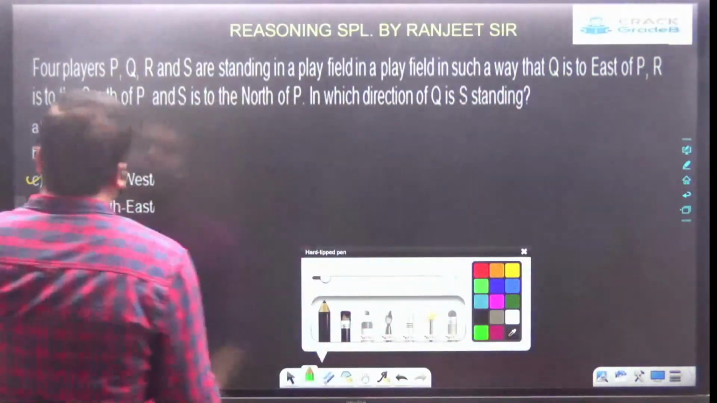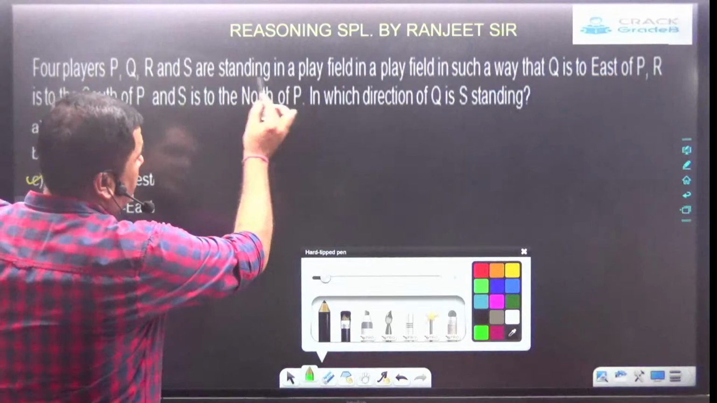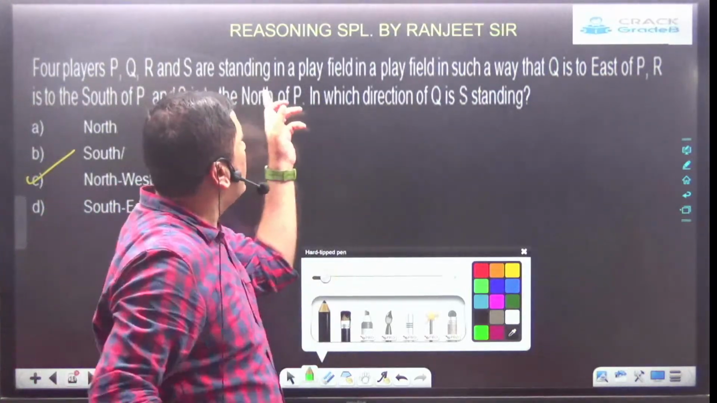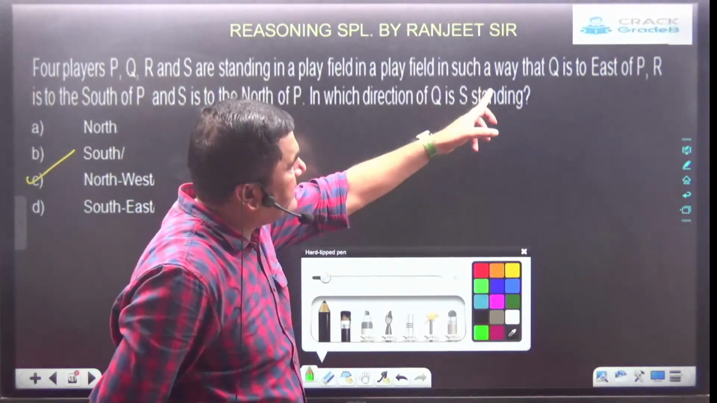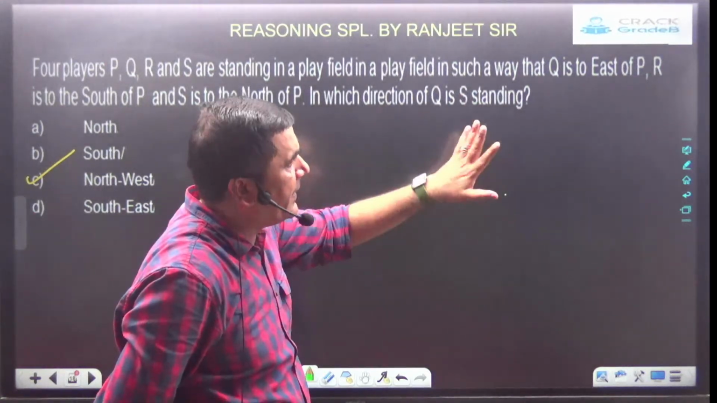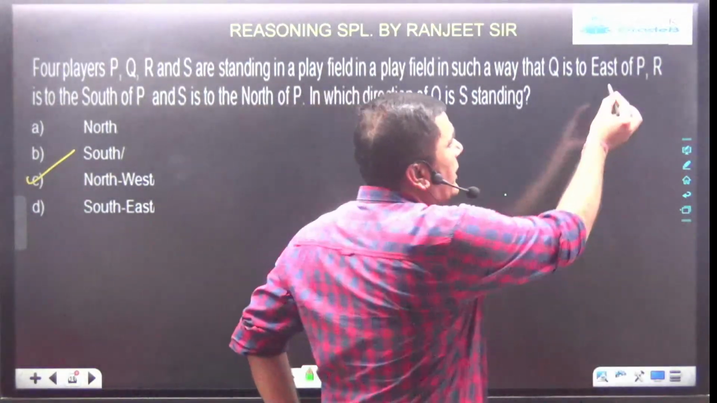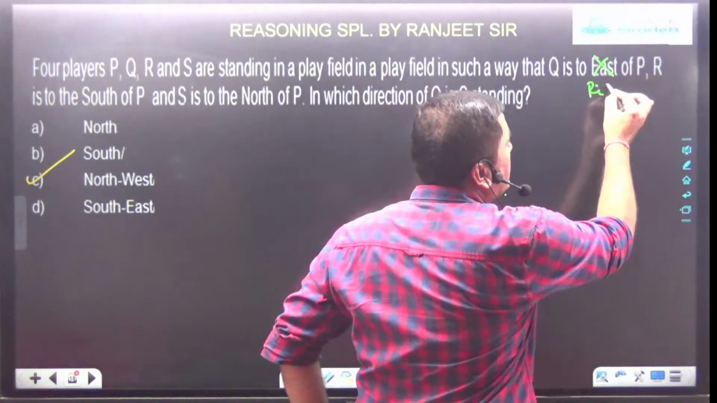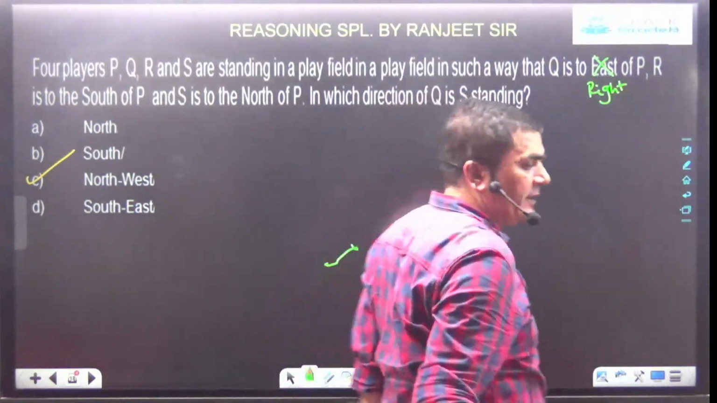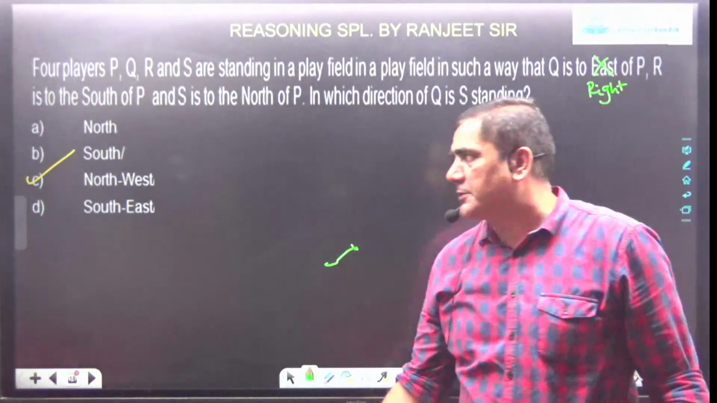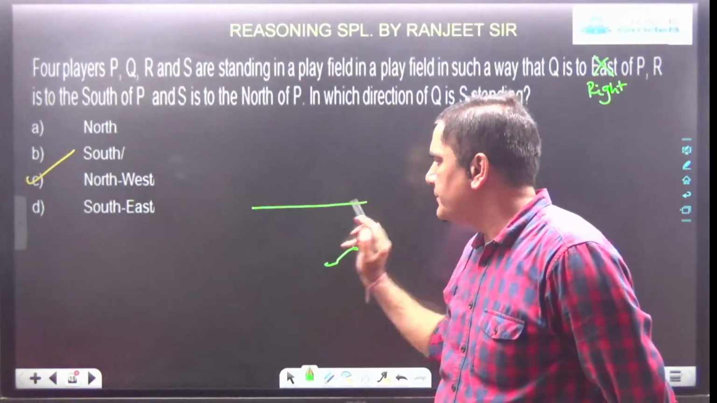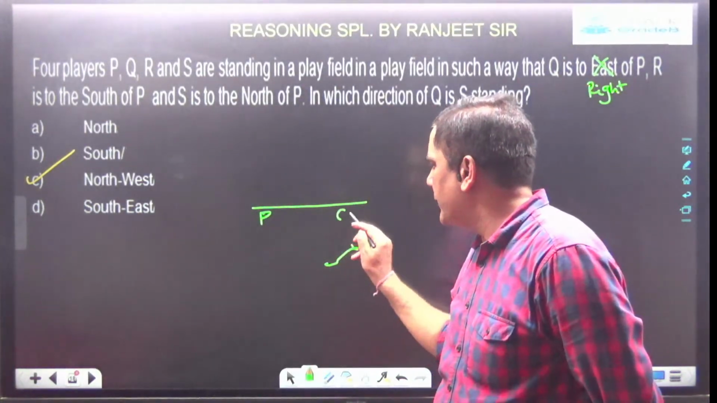Now here they are saying four players P, Q, R, and S are standing in a playfield in such a way that Q is to the east of P. First condition, Q is to the east means right. So Q is to the right of P. If this is P, then Q must be on the right of P.